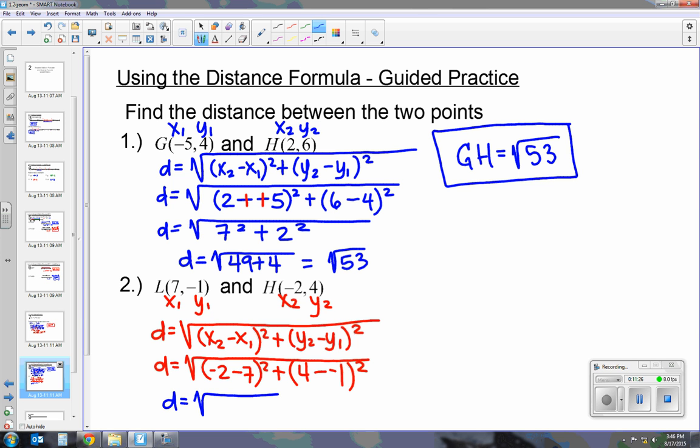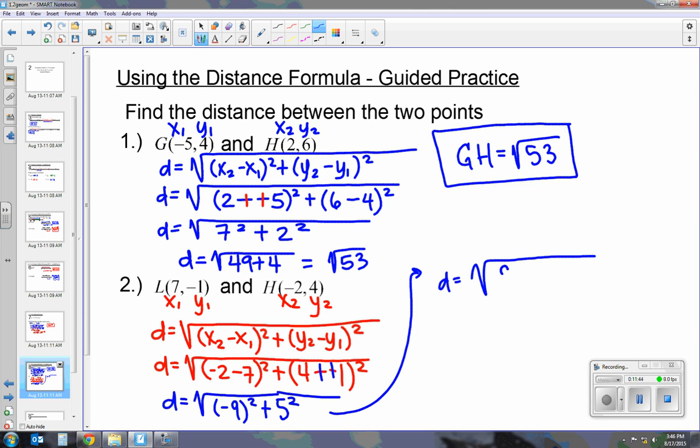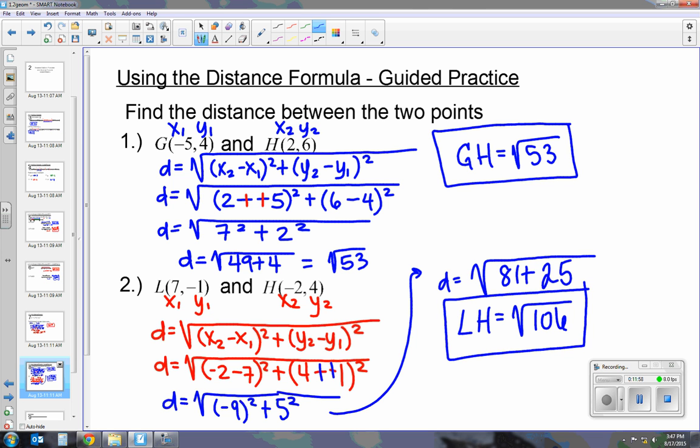Negative 2 minus 7 is a negative 9 squared plus a negative and a negative together make a positive. So it's 4 plus 1, so it's 5 squared. Let's bring this over here. So now we have negative 9 squared, which is 81, plus 25. So the distance between L and H is the square root of 106. And there is your distance formula.